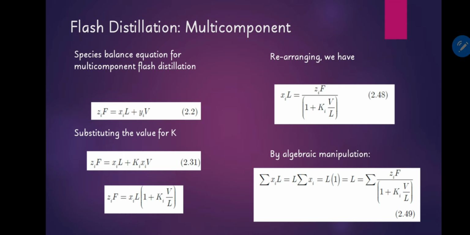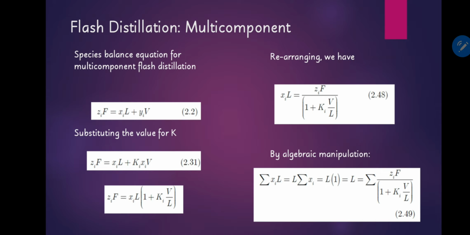If we now divide and multiply this by L over L, that will give us ziF is equal to xiL multiplied by 1 plus KiV over L. If we arrange this further to isolate xiL, that will give us ziF over the quantity 1 plus KiV over L. And that will give us equation 2.48.